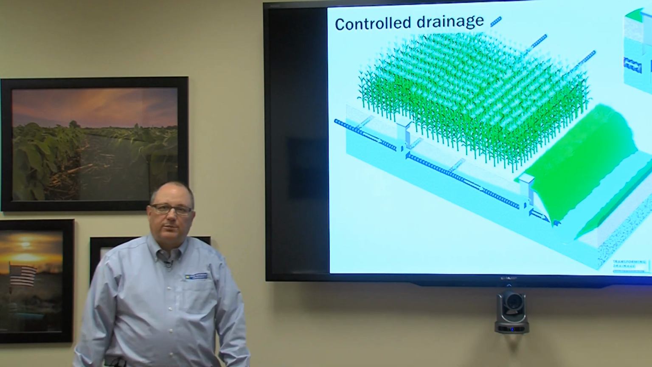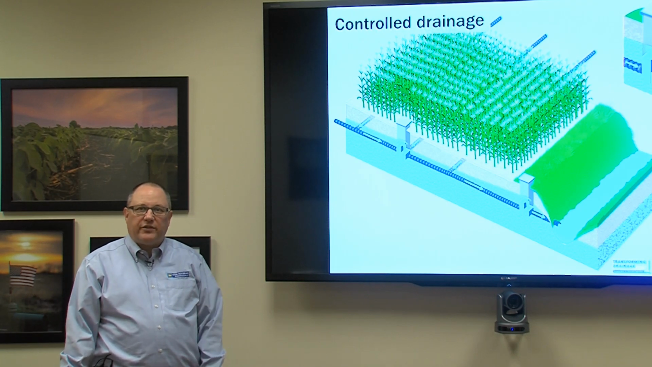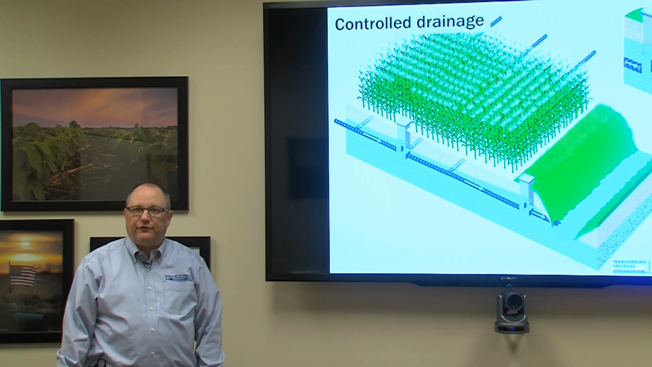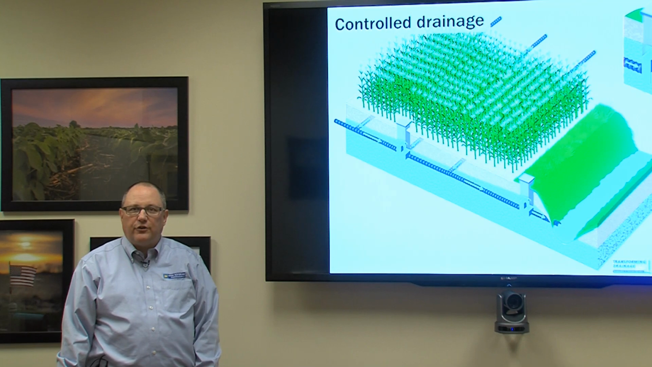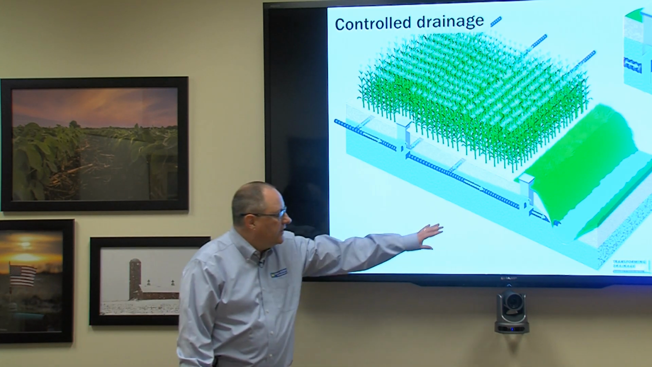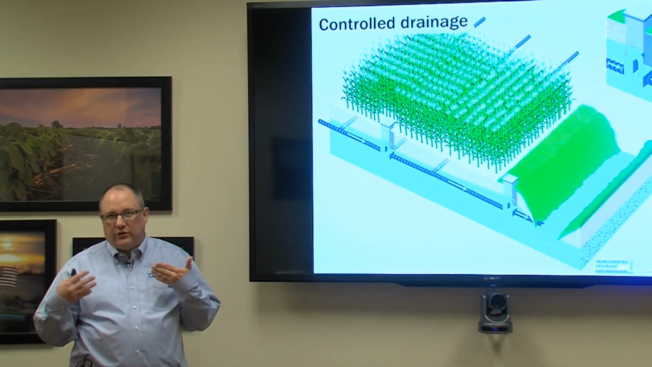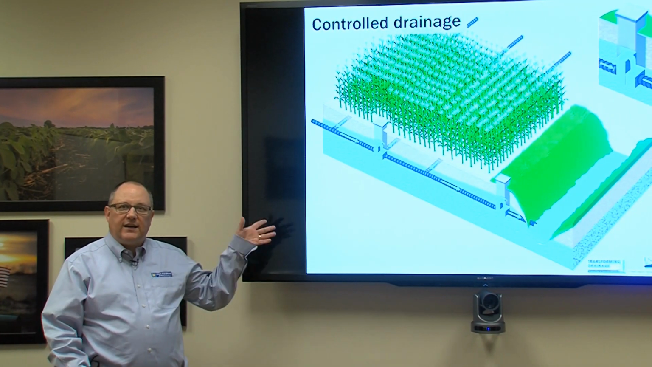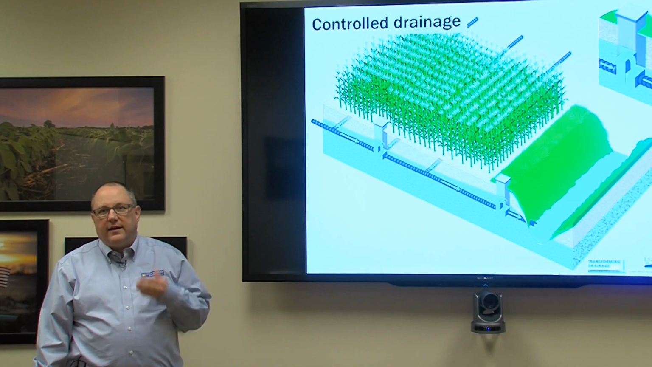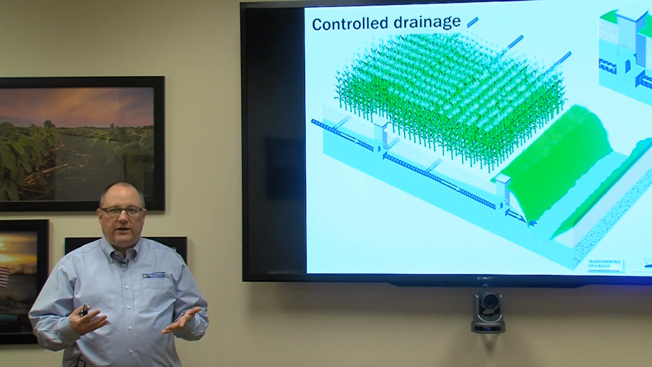Once we get to spring and we're a couple weeks to a month away from thinking about getting in the field and planting and doing our other spring field work operations, we pull those stop logs or boards and let the system drain out. So again, that gives us the drainage we need to get in the field in a timely manner, get our crops planted, get them going and established.